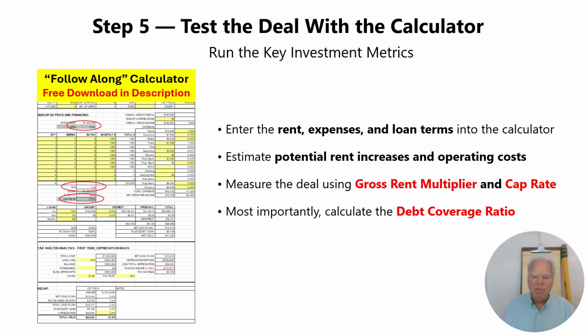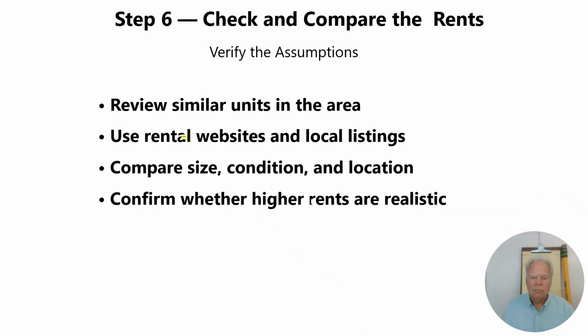Once you've identified a potential opportunity, the next step is to test the deal with a calculator. You enter the rents, the operating expenses, and the loan terms. From there, you can measure the key investment metrics, like the gross rent multiplier and the cap rate. Most importantly, you calculate the debt coverage ratio to see if the income supports the loan.